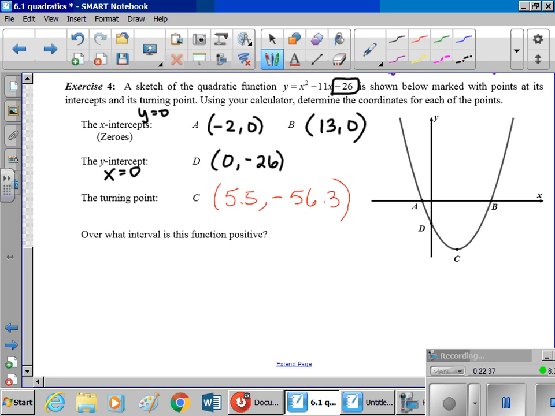All right, over what interval is the function positive? So what x values make my y positive? What we're looking for is where the y is positive. So the y is positive here and here. It's not between these points, it's on the outsides. So what are those two points? We know that x has to be less than -2, or x has to be greater than 13. That's where our y function is positive. So we go from this point this way and from this point this way.